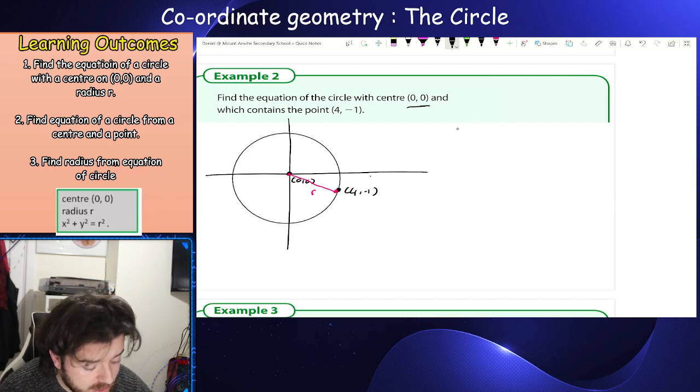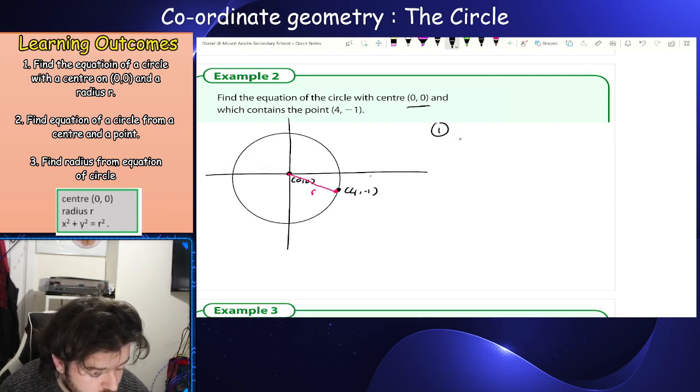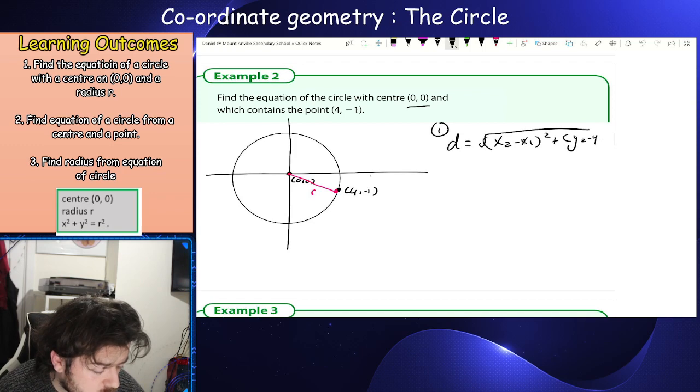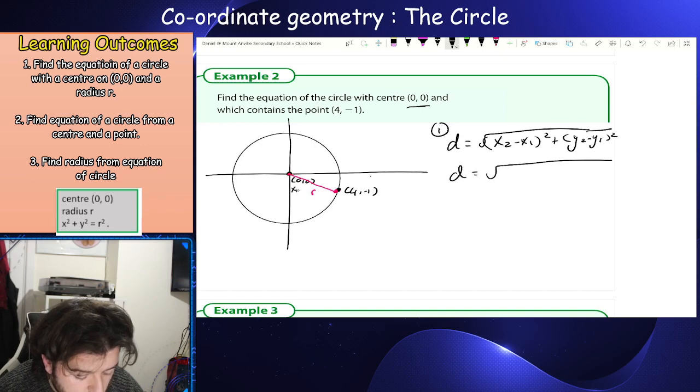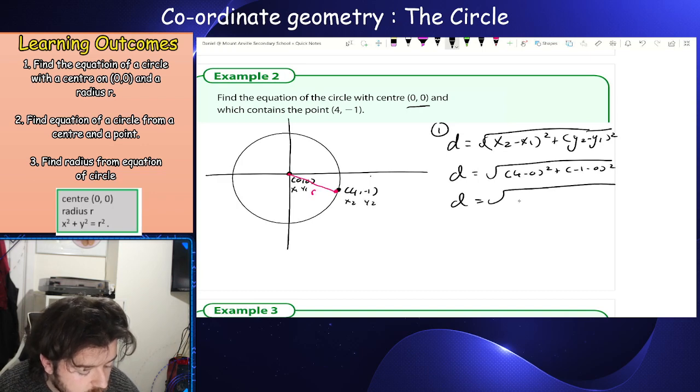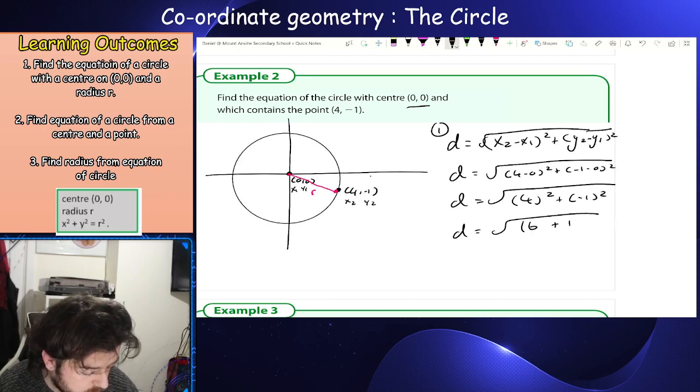So we can do this 2 ways. The first way is we use our distance formula. So distance equals the square root of (x2 minus x1) squared plus (y2 minus y1) squared. So it's going to be (4 minus 0) squared plus (-1 minus 0) squared. The distance is equal to the square root of 4 squared plus (-1) squared, which is the square root of 16 plus 1, so the square root of 17.